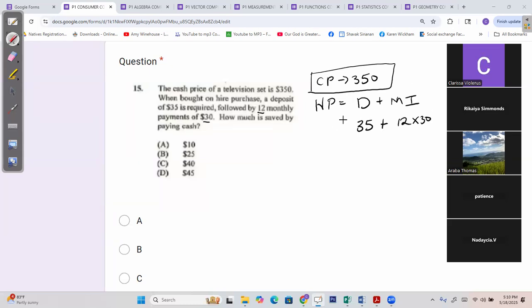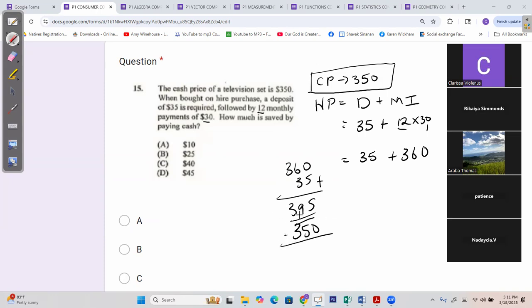Now, how do we multiply this quickly? You say 12 times 3, then you put back the 0. 12 times 3 is 36, and then you put back the 0, so that's 360. So you've got 360 plus 35, and that's an easy, quick addition. That is 395. But this is not the question. They didn't ask us how much the hire purchase price is. They asked how much was saved. So obviously we need to subtract the cash price from the hire purchase price. So that would be 350 from 395.